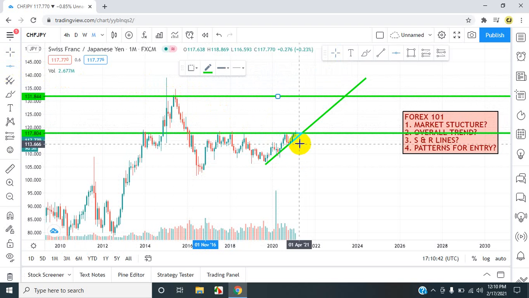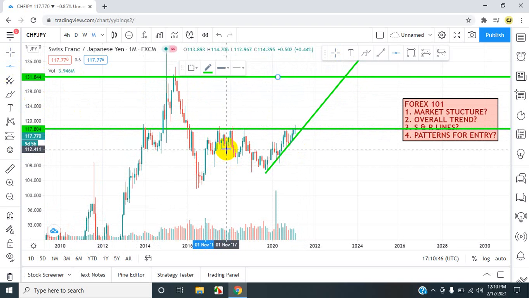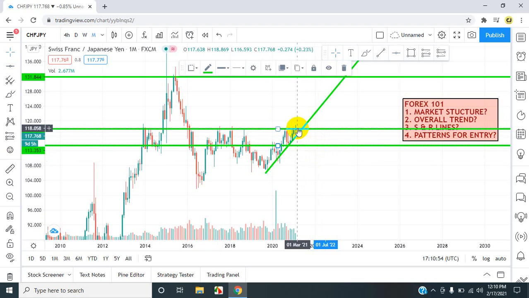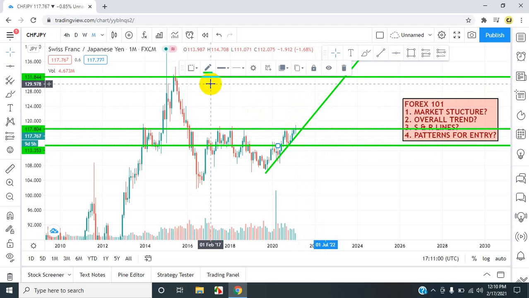If we felt that the market is going to go down in the opposite direction, we can place one about there. So if the market breaks up, it's going to head to this green line. If it breaks down, it's going to head to this resistance green line.